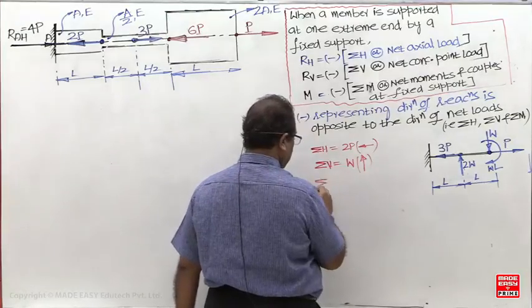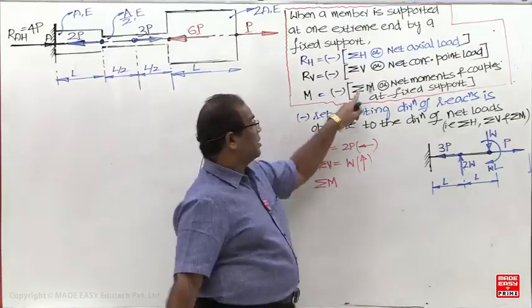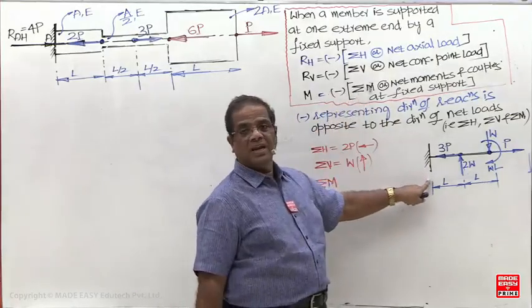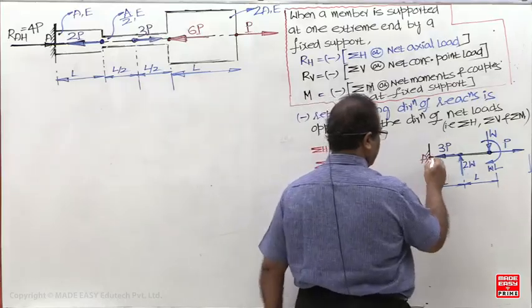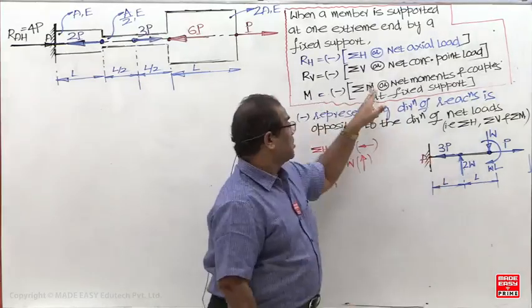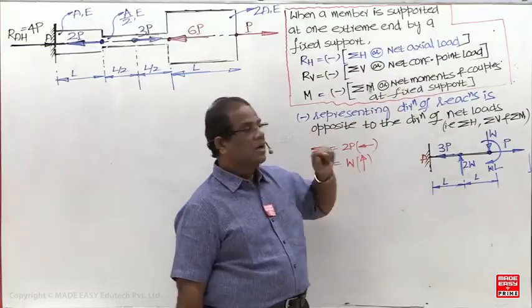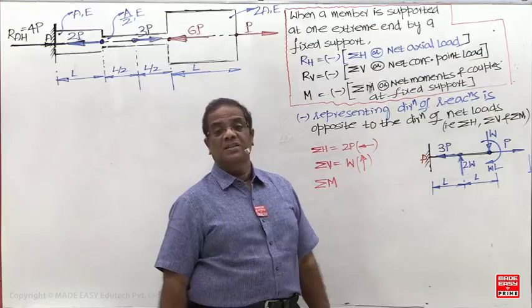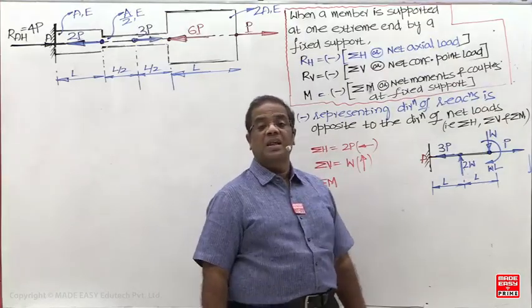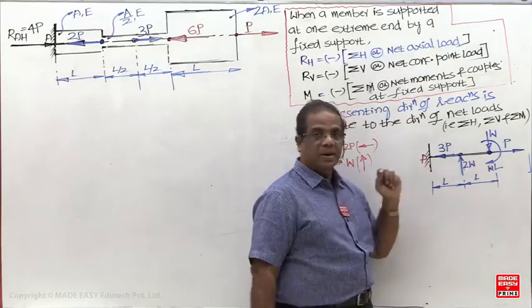Then what about the net moment? The net moment you have to calculate at the fixed support, if I am calling it A. What is the meaning of sigma M? Sigma M means net moments and couples. Here, how many moments are there? The number of moments equals the number of constant point loads. How many constant point loads? 1 and 2. So 2 moments and 1 couple are there.